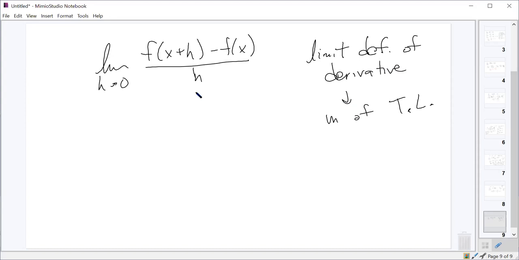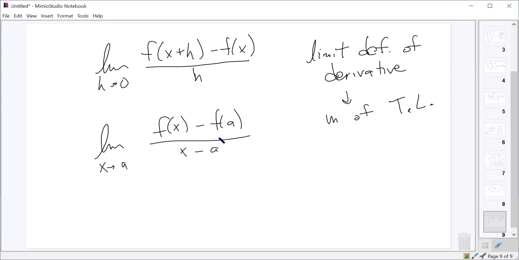Any of those things are fine. Those are all the same. This is one form of the limit definition of the derivative. The other form of the limit definition of the derivative that you should be familiar with, because it does pop up on occasion in the multiple choice, is the limit as x approaches a of f of x minus f of a all over x minus a.